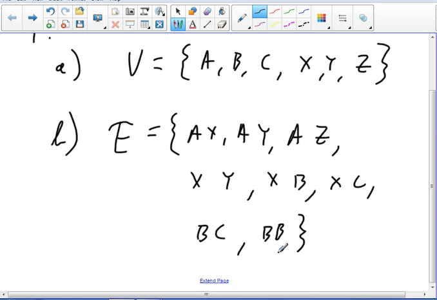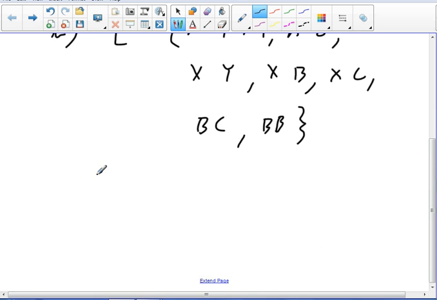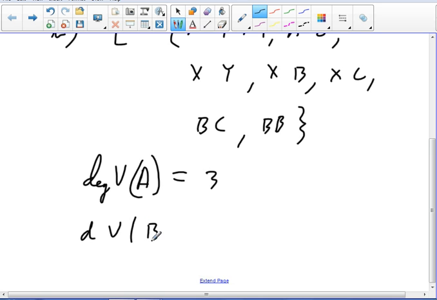Now we have to list the degree of each vertex. Okay, so the degree of vertex A. I think it's spelled D-E-G probably. Yeah, that's probably better. Degree of vertex A: 1, 2, 3. Yeah, because there's 3 edges. The degree of vertex B: 1, 2, 3, 4. Degree of vertex C: 2.